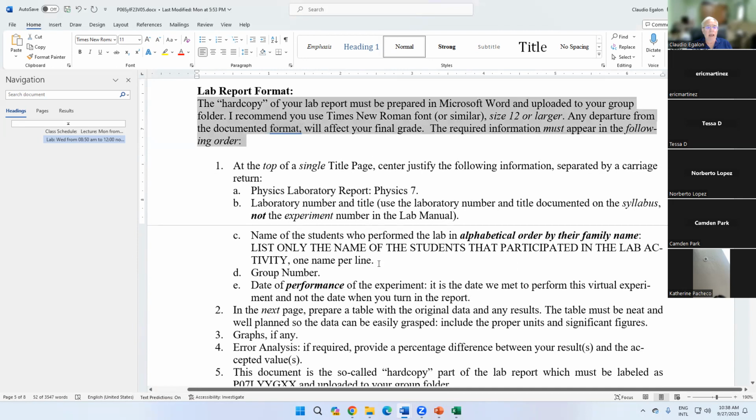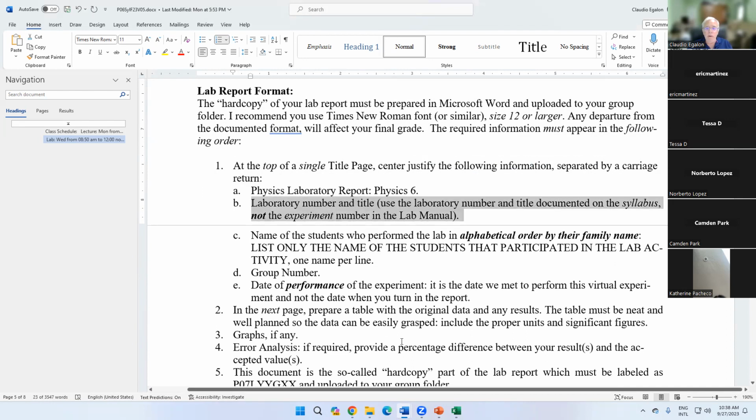So-called hard copy. I have a sample here for you. I'm gonna show you. At the top, a single title page. We're gonna use a title page. Center justify the following information, separated by carriage returns. Physics lab report, Physics 6.